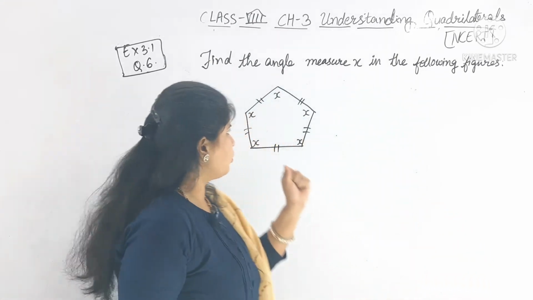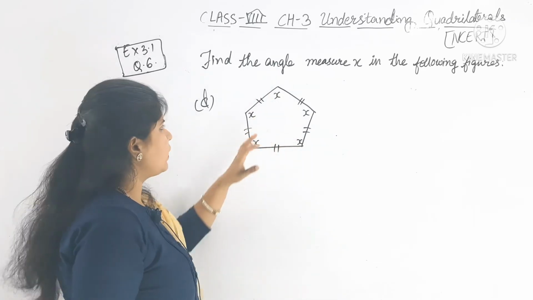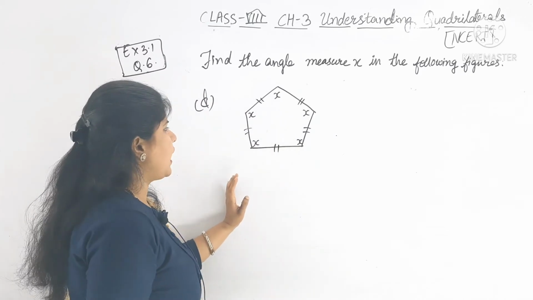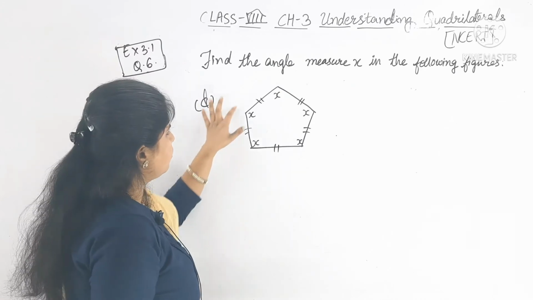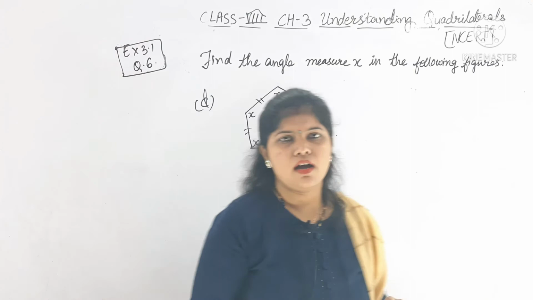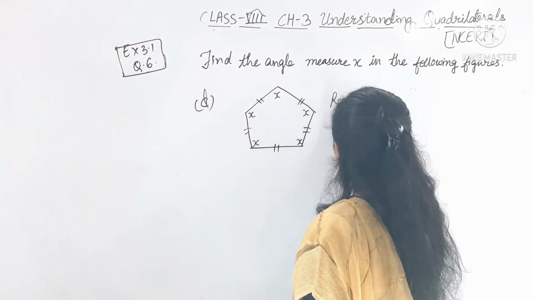Okay, now you can see this figure. The equal sides are given and equal angles are there, which means it is a regular polygon, and we have to calculate the sides. How many sides do you have to calculate? 1, 2, 3, 4, 5. This is 5. 5 means penta. Okay, pentagon. So this is a regular pentagon.